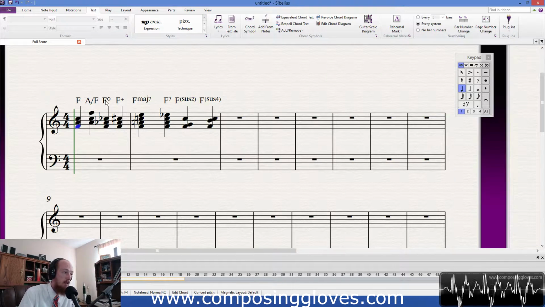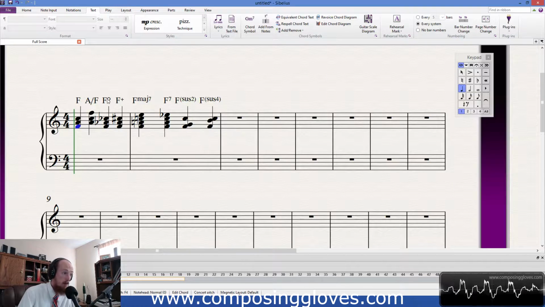This next one is a diminished chord. And so you see it's F, A flat, and C flat. And it is a diminished chord. It's just got a little circle. That's how you know it's diminished. Some might actually write out dim, like D-I-M. But the circle is very, very common.